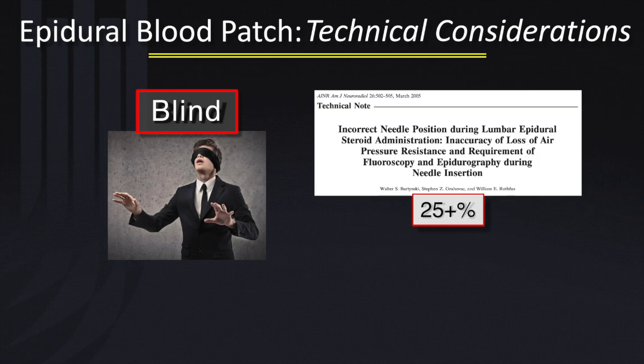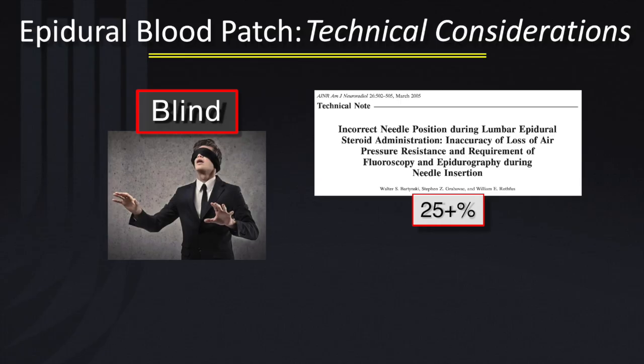One of the reasons for that, this is a paper that's kind of an oldie but goodie, is that the loss of resistance technique leads to non-target location about 25% of the time. If you compare that to radiologic imaging with epidurograms and contrast, we see that the non-imaging guided loss of resistance technique leaves us in the wrong position a fair amount. And we see that in our pain injection clinics an awful lot.